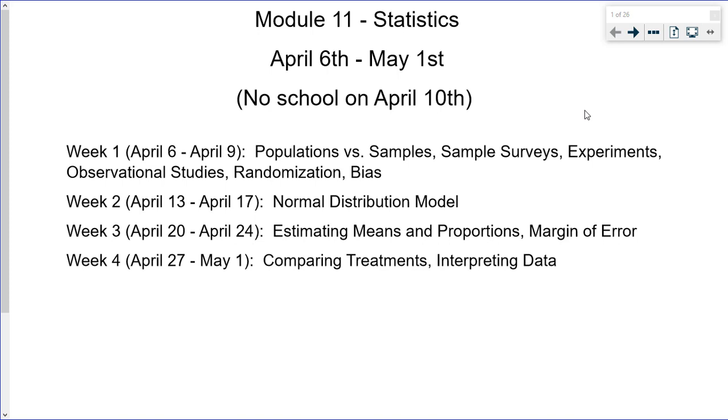But as you see before you here, there's the schedule. This week, we're going to be talking about populations versus samples, sample surveys, experiments, observational studies, randomization, and bias. Week 2, we will be talking about normal distribution models. Week 3, we'll be talking about estimating means and proportions and margins of error. And week 4, we're going to be talking about comparing treatments and interpreting data. All right, so we're going to go ahead and get started on this.